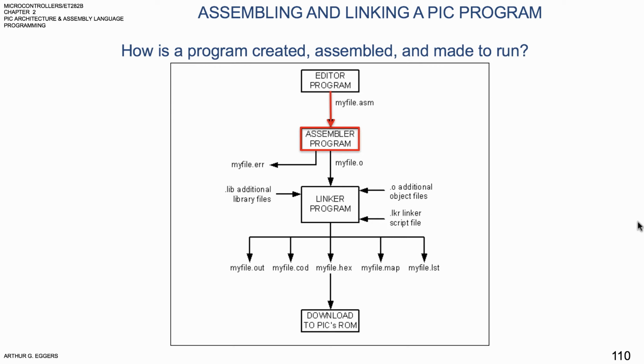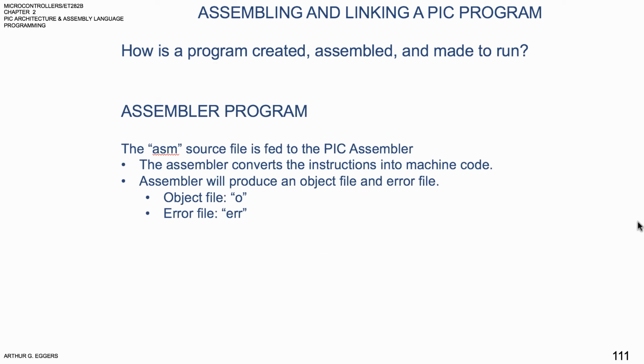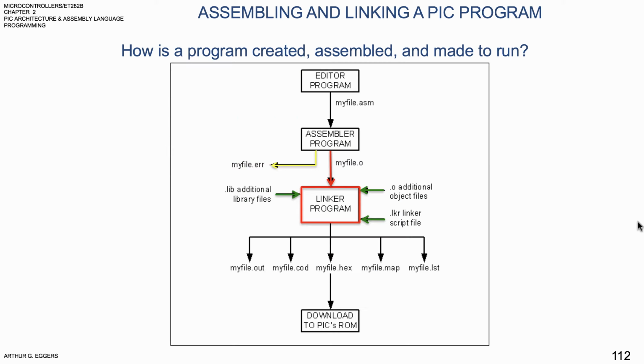The extension for the object file is O. The extension for the error file, which contains any syntax errors and their line numbers, is ERR, E-R-R. The error file can be viewed with any text editor. So we could see those in the diagram, and this outlines them.